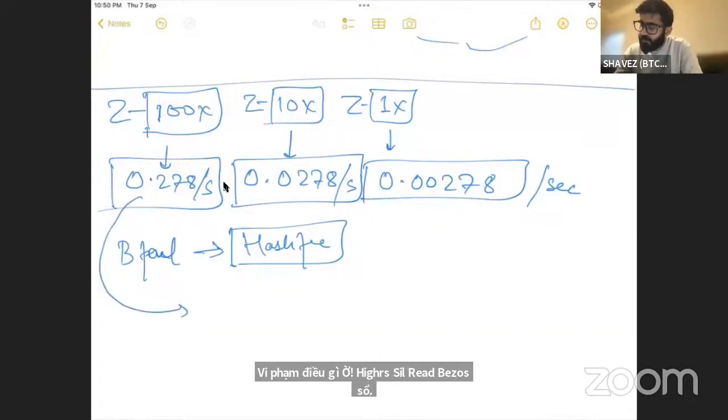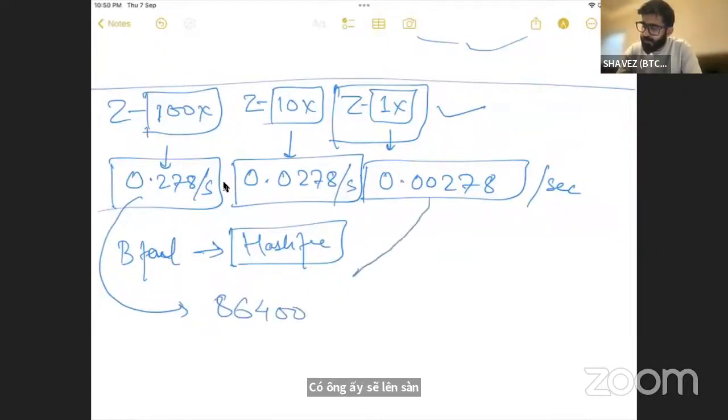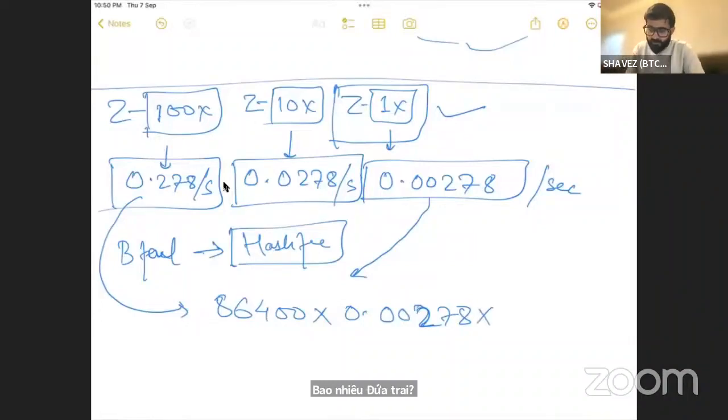So let's calculate the cost of mining with one small GT1X. Okay. How many seconds are there in a day? 86,400. You multiply with 0.00278. When you do that, and also you multiply, okay, let me use a calculator. I'm not that kind of genius.